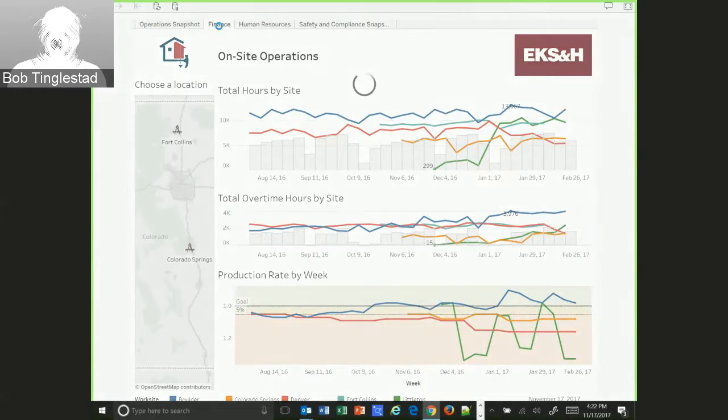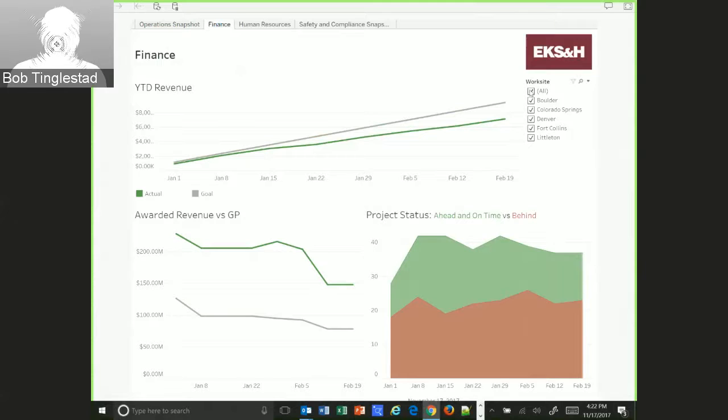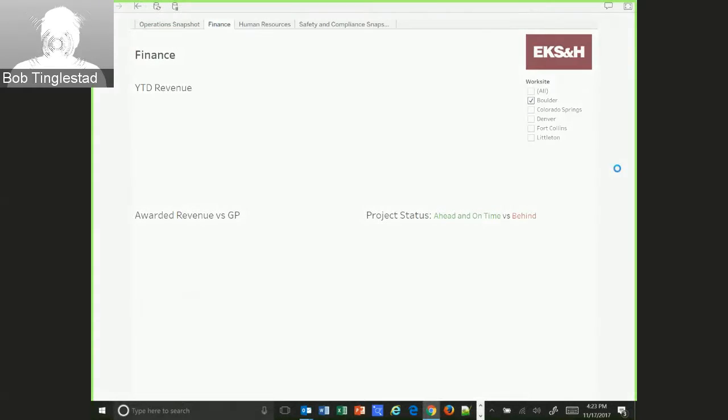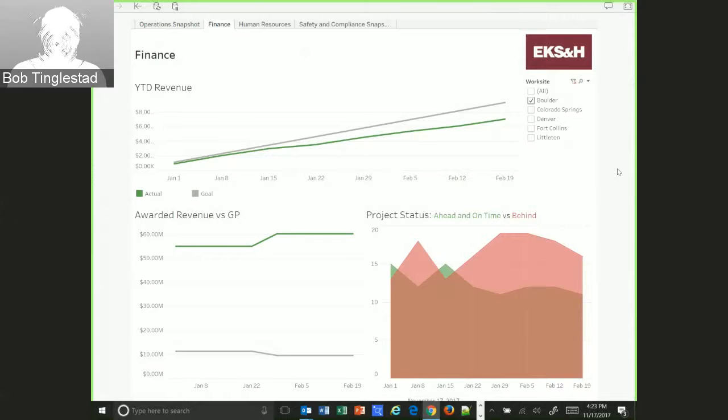So I'm going to toggle over to my finance dashboard, and because I identified an issue in Boulder, I'm going to filter on that. Notice down here, our project status is overall, we have many more that are ahead of schedule than behind. But if I go and filter on Boulder, all of a sudden I see a lot of red. And it started to tick up in January. I have more than half my projects, 19 are behind schedule. Only 11 are on time. And over the past weeks, it's been improving a little bit, but that's still very bad. And we want to figure out what's going on.